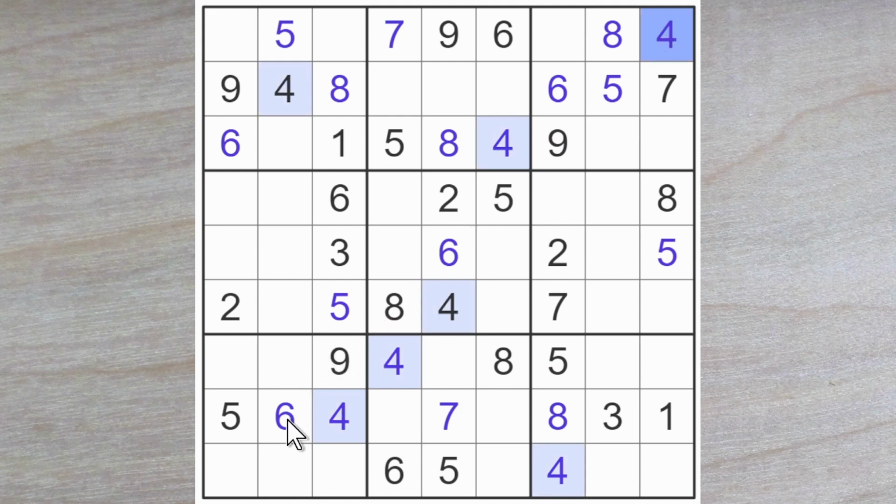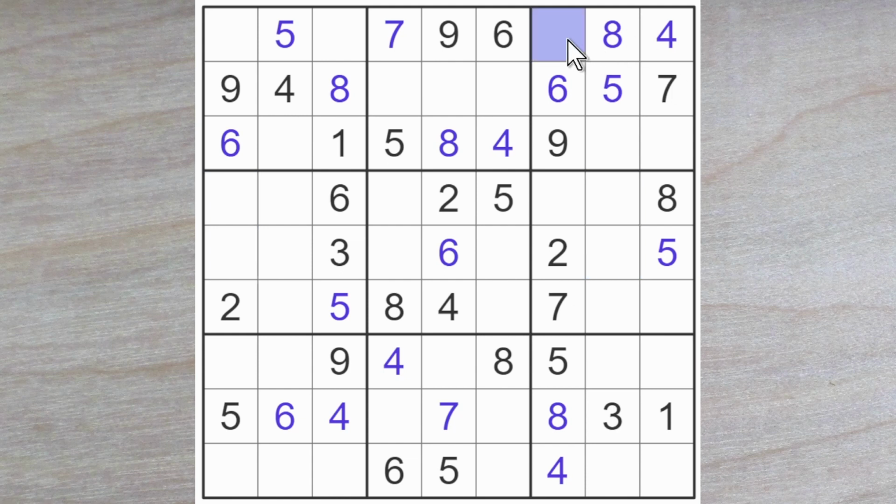More 4s, please. Yes, 4 here or here. And where else? 4, 4, 4. Yes, one of these is a 4. So we got 4s in 2 of these 4 squares. Which ones? I really don't know yet.